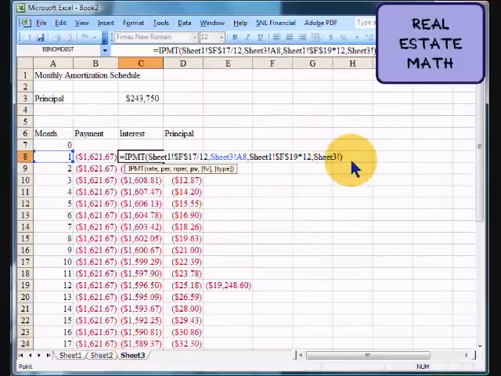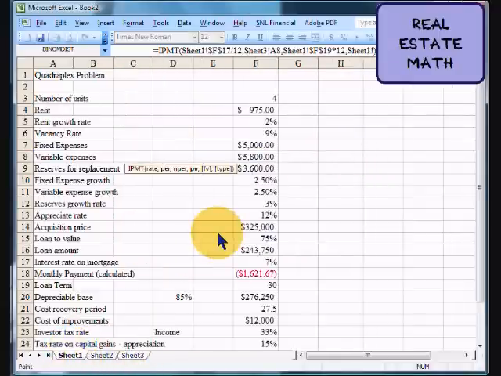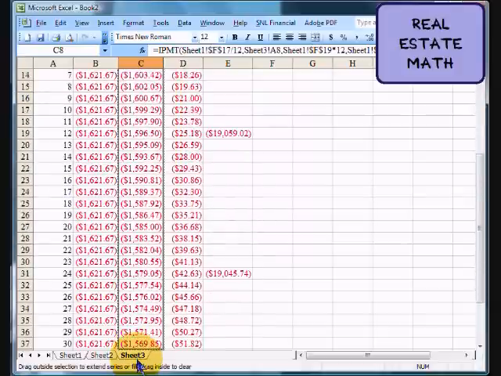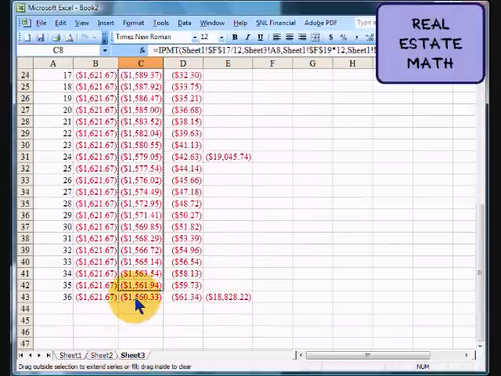That should have been, I'm going to highlight that and go back here, Sheet 1, F16. Now, that looks a lot better. We're going to highlight that and drag it down. It's easy to make mistakes.